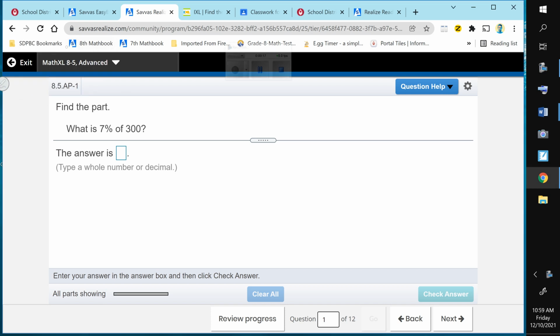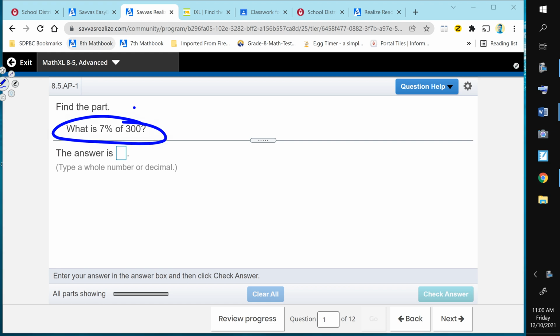Okay, and question number 1. 7% of 300. Now, if you recognize that this is something just like what we've done before, that's great, because you can just convert the percent to a decimal and multiply, and that will give you the same answer. However, for today's lesson, we're going to be able to use a percent proportion for every question we see. And I want to get you comfortable with that, so that's what I'm going to use to solve this.